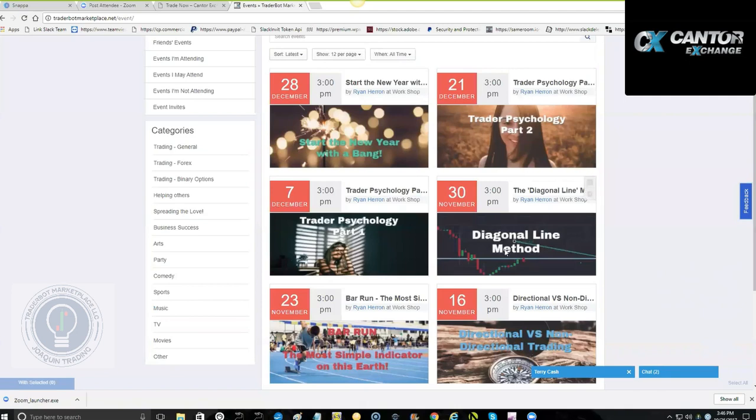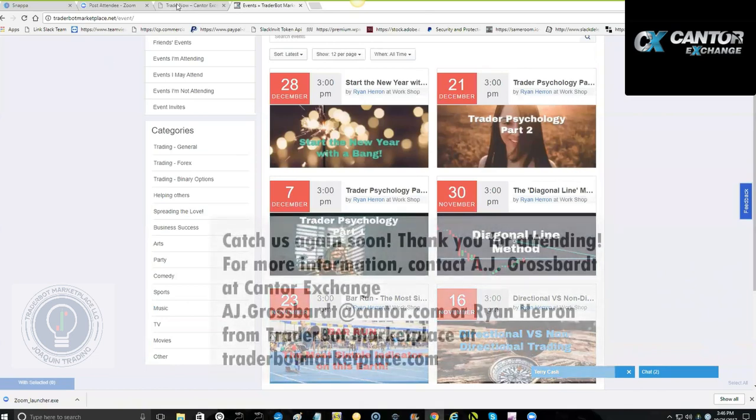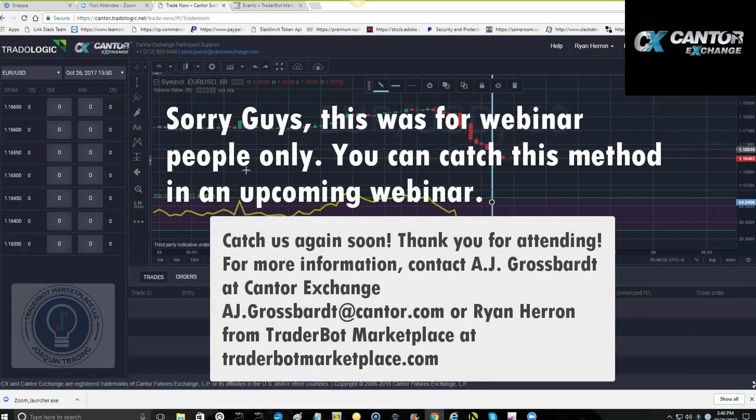Let's go talk about the diagonal line method here for a second. This is one of my favorite neat little things, and I don't know anybody else that does it. Real quick, let's pretend we've got an expiry right there.